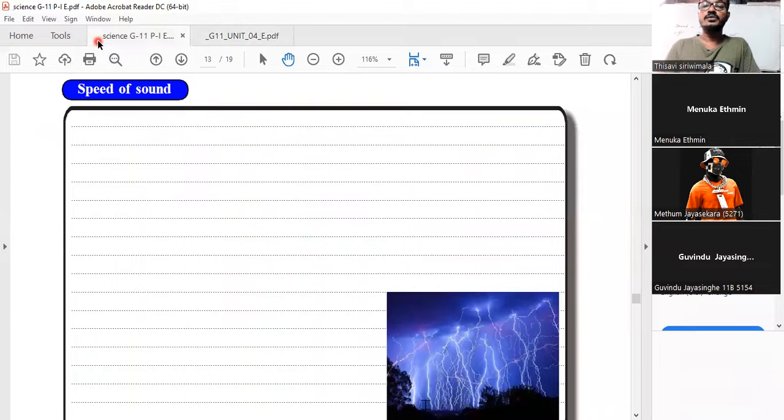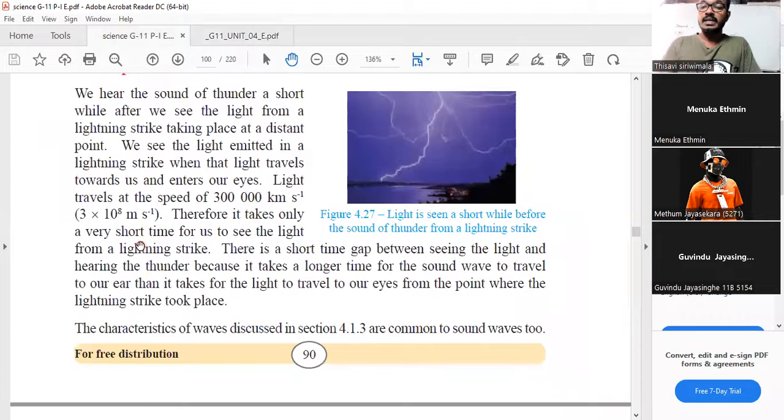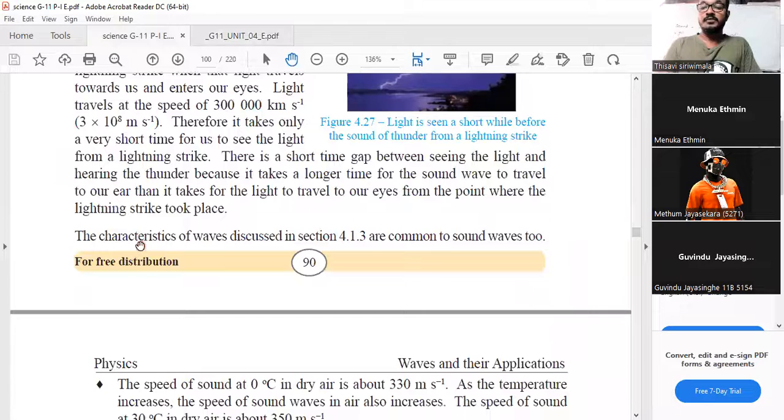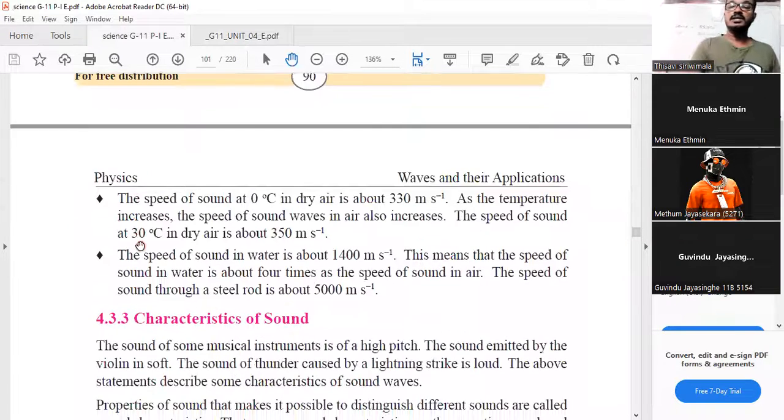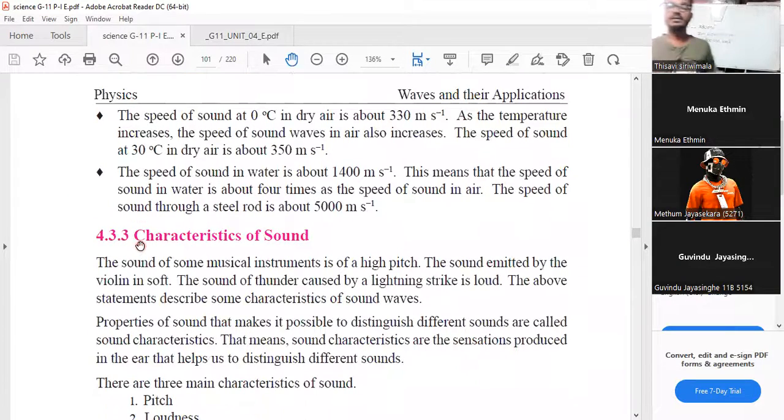Okay, we'll go to the note. Now, the speed of sound is depending on two factors, right? Next point you can write. The speed of sound depends on the temperature.